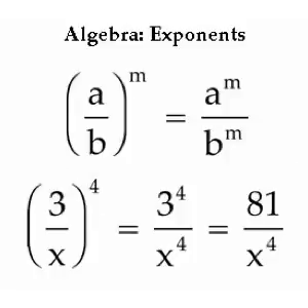So let's look at the first example. We have 3 over x, that quantity, to the 4th power. So we're going to bring the 4 into the parentheses, so we'll have 3 to the 4th over x to the 4th.